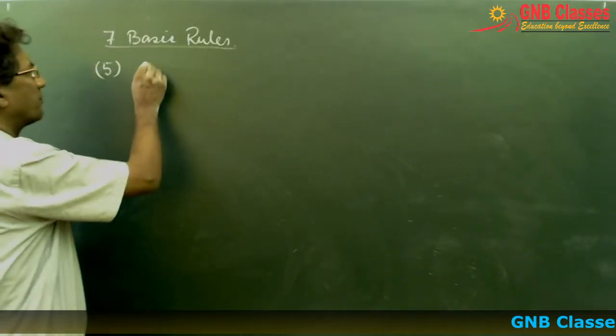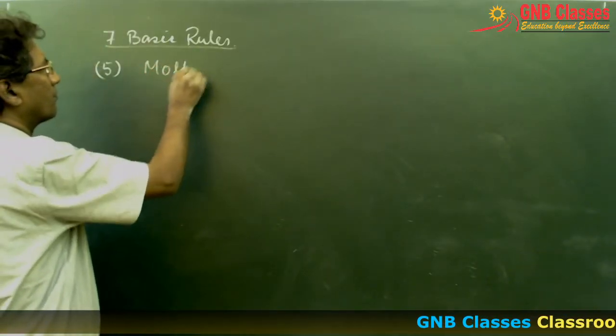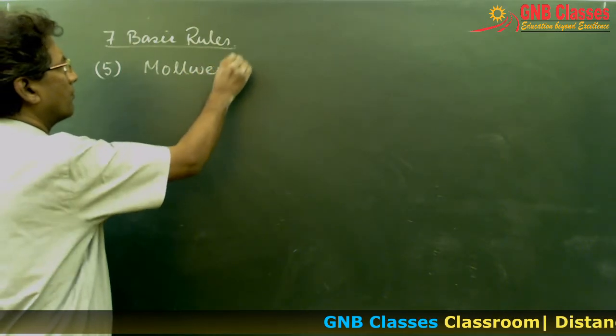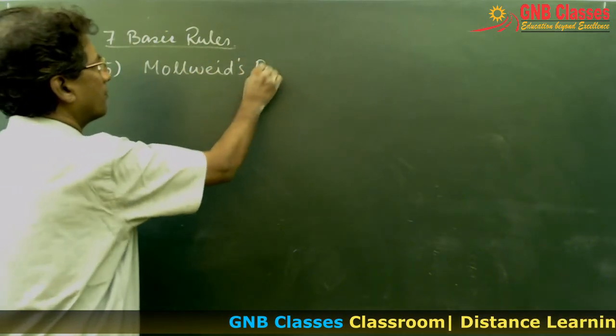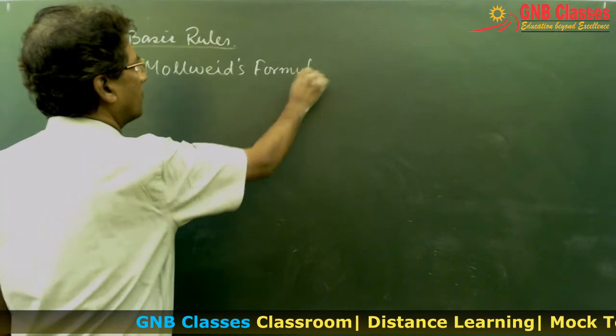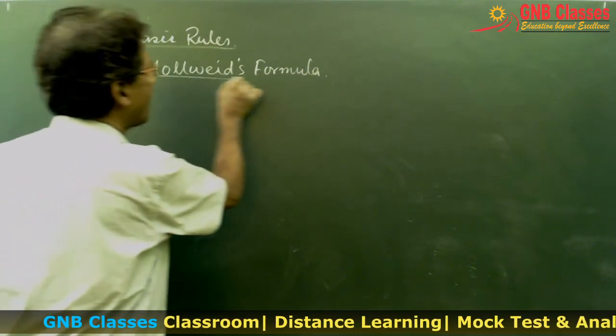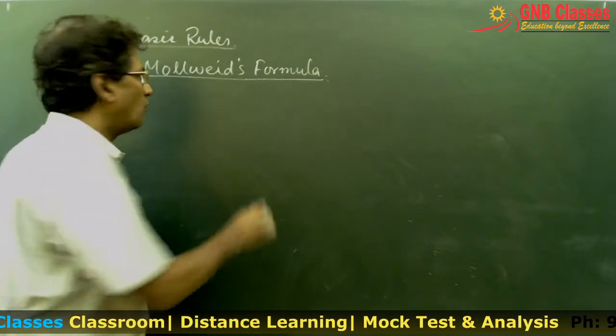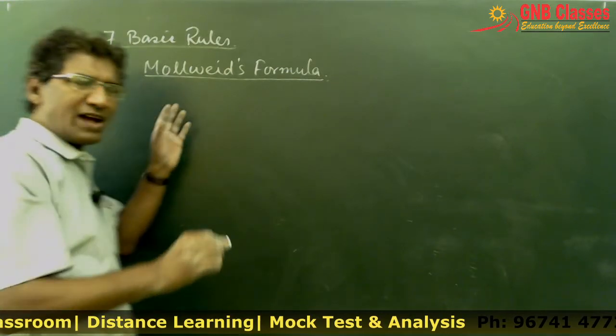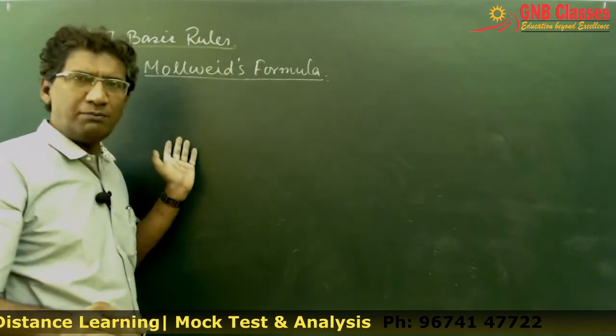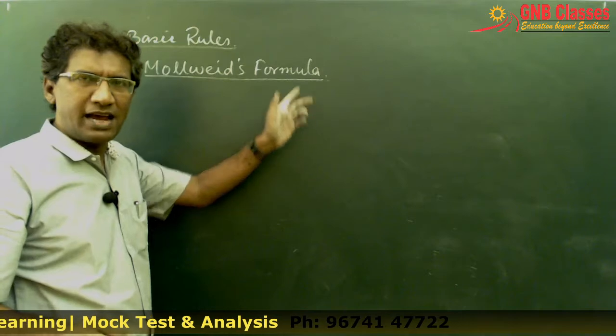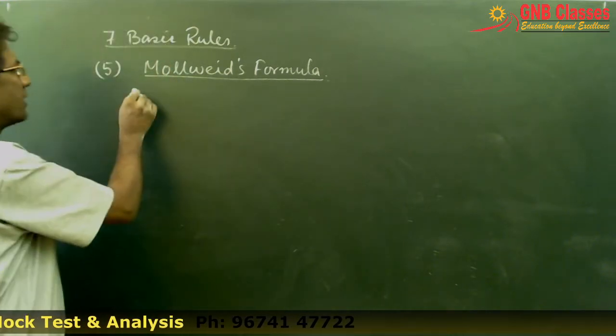Mollweide's formula. In Mollweide's formula, we have two sets. First I will write one set and prove one of them, and then I will write the second set and prove one of them.